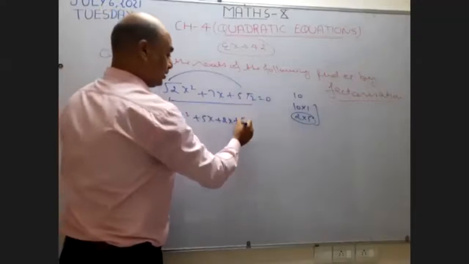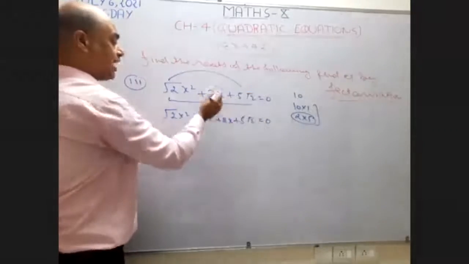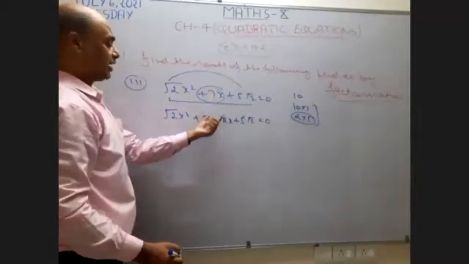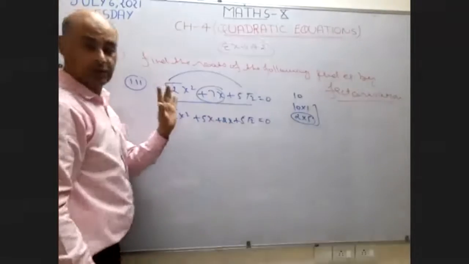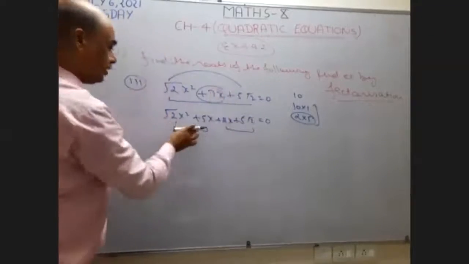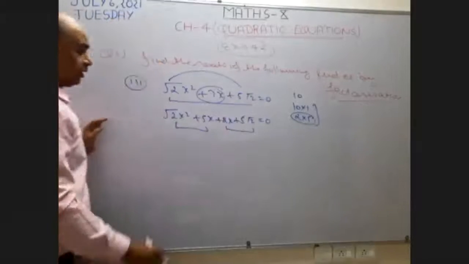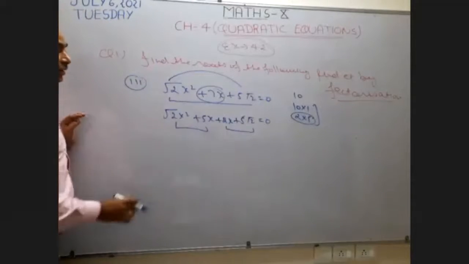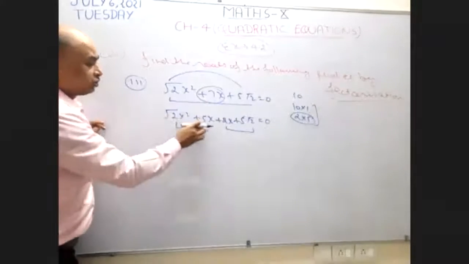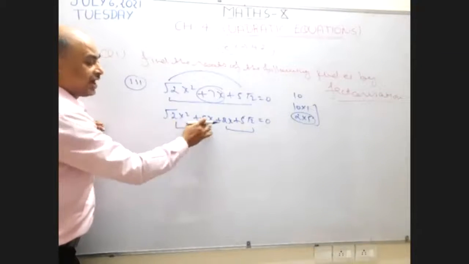And the last number remains same. See, the first and last number remain the same. I split the middle term. 7x I can write as 5x plus 2x. Okay. Now two pairs are there. I want to take the common from the first pair. After that, I want to take the common from the second pair. Now see, what is common between the first pair? Root 2 is there. This is not divisible by root 2. 5 is not divisible by root 2. It means only x is common.